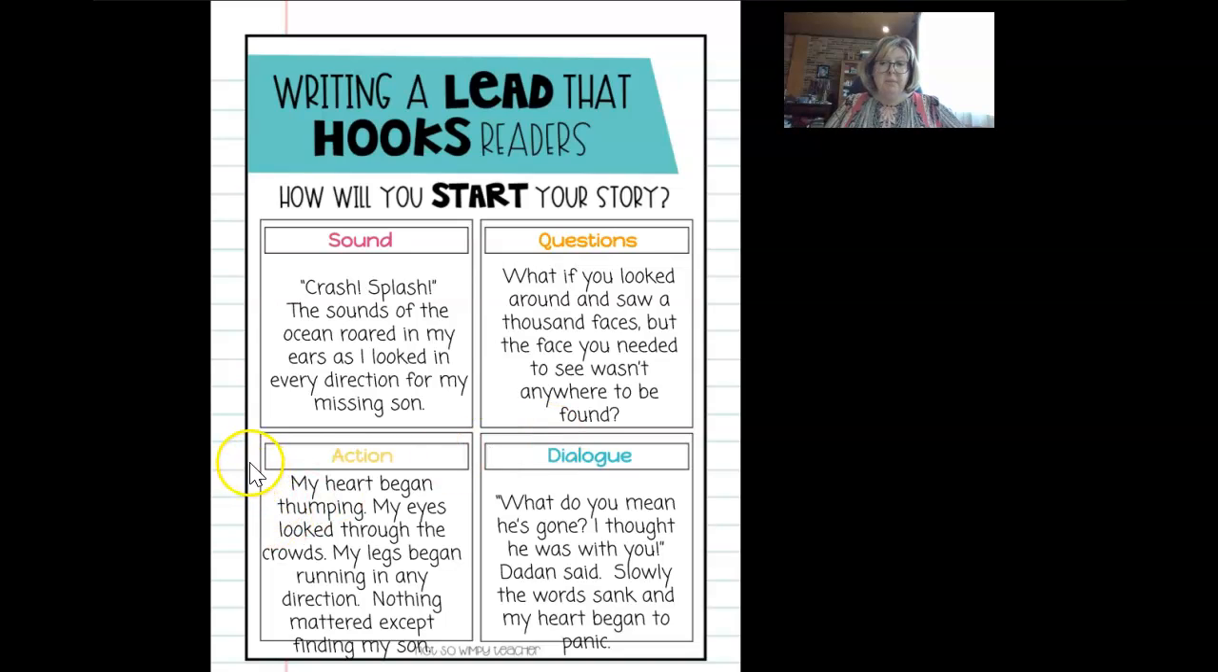Or I could start my story with an action. "My heart began thumping. My eyes looked through the crowds. My legs began running in any direction. Nothing mattered except finding my son."